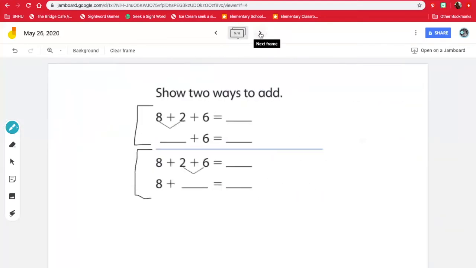If I didn't know that off the top of my head, I could put 8 in my calculator and count on by 2 more. 8, 9, 10. 8 plus 2 is 10, and we need to add 6.